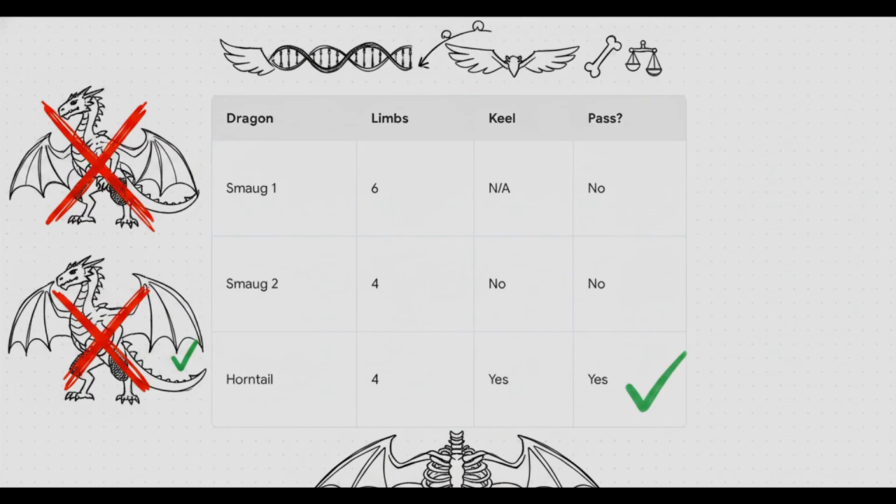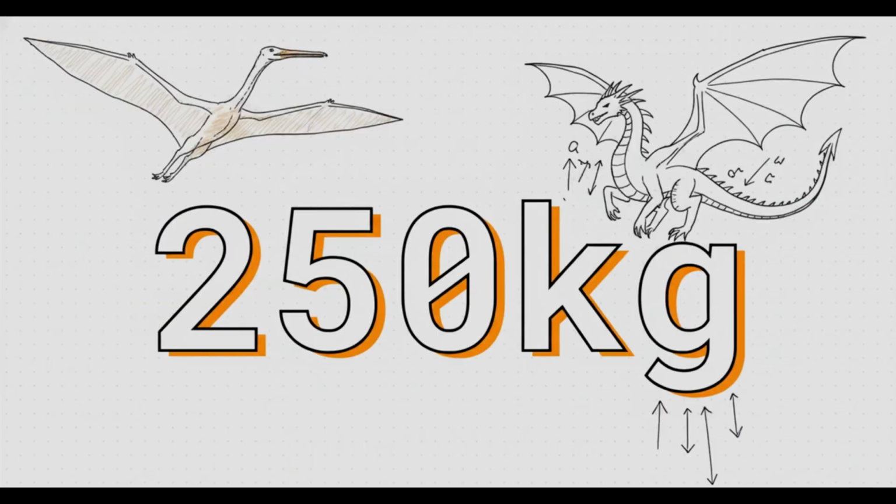However, Harry Potter's Hungarian Horntail is the ultimate winner here. It perfectly aligns with our rules. It has 4 limbs, it has a massive keel bone to anchor its chest muscles, and crucially, it has the highest biological wing-to-weight ratio of the entire bunch. But there is one harsh biological reality we have to confront.